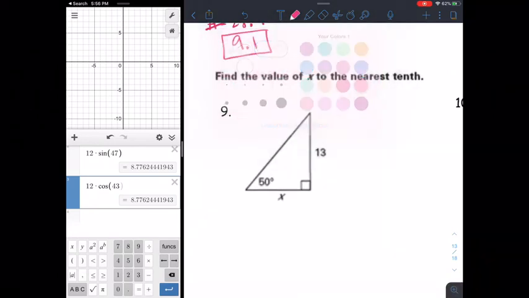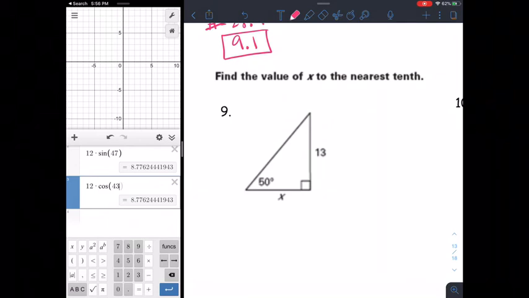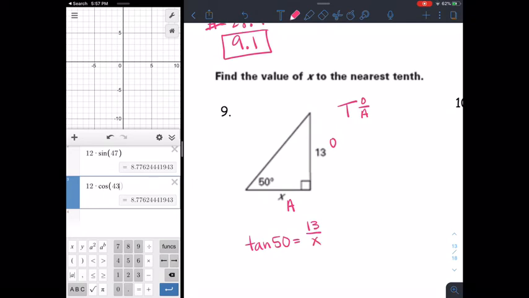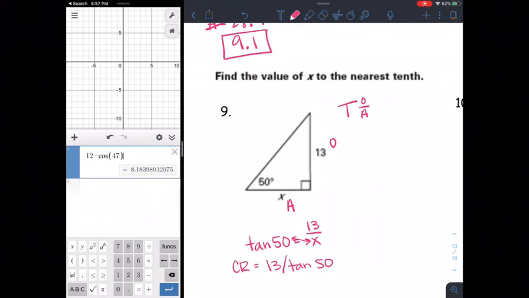On number 9, I have got my 50-degree angle and it wants me to find x. So I have my side adjacent and my side opposite. This tells me that I'm going to use tangent, TOA, opposite over adjacent. So the tangent of my 50-degree angle is the opposite 13 over the adjacent x. So remember, if that 13 is in the numerator, we're essentially going to swap these two. For my calculator ready, I'm going to do 13 divided by tangent 50.